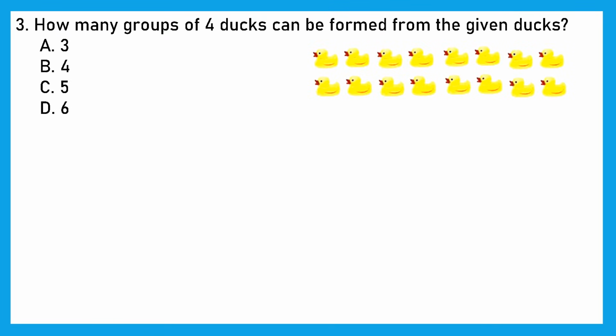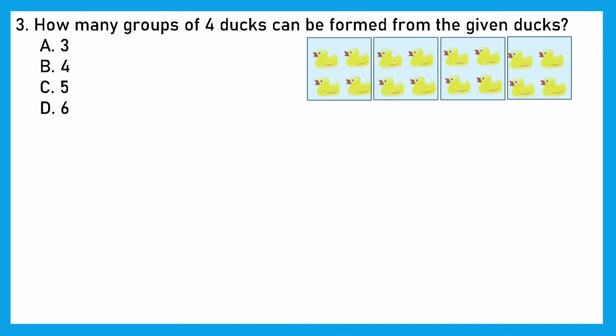Question 3. How many groups of 4 ducks can be formed from the given ducks? So let's form groups having 4 ducks inside. Let's do that. First group of 4 ducks, second group, third group, and fourth group. So in total we got 4 groups of 4 ducks from the given ducks. So the right answer is option B, 4.